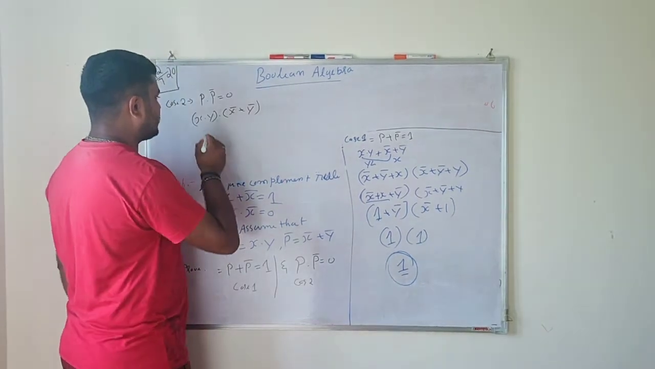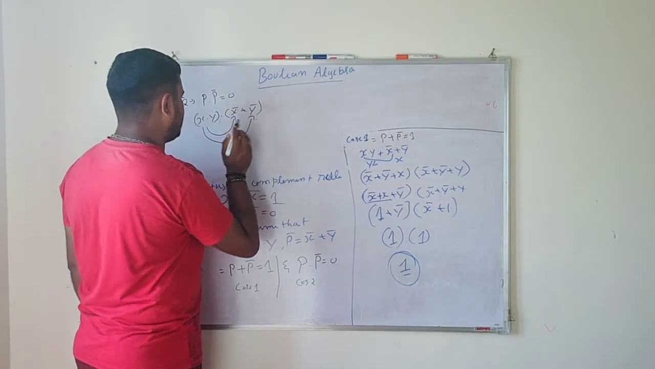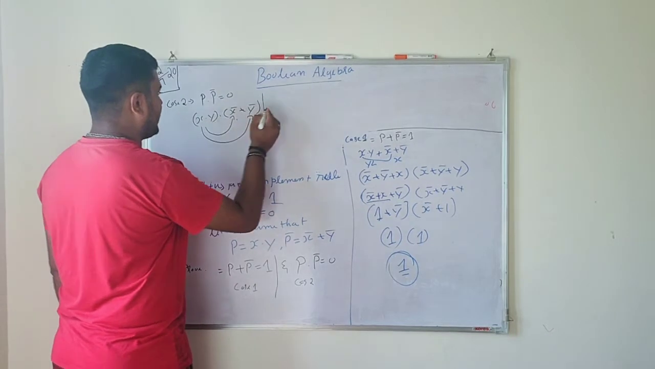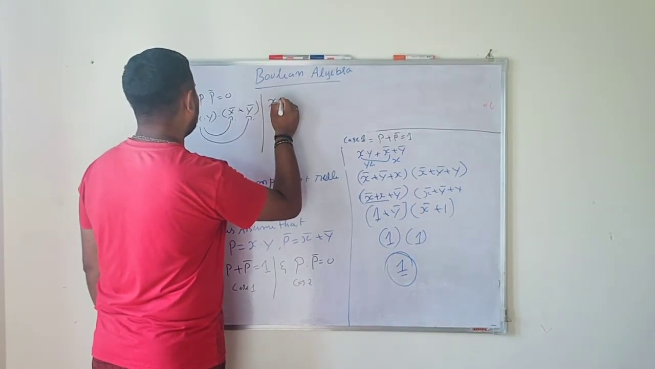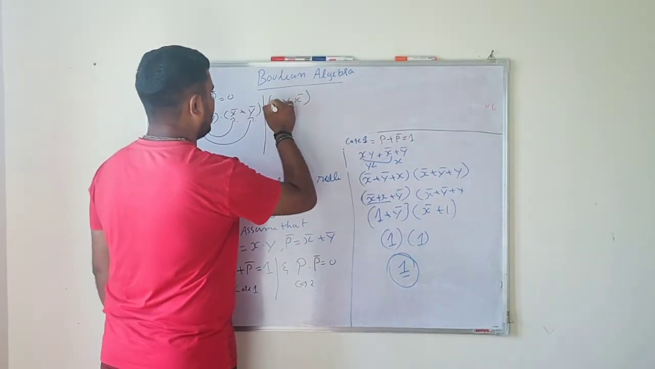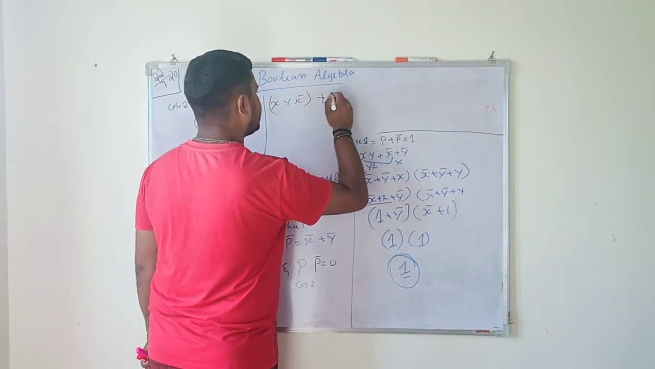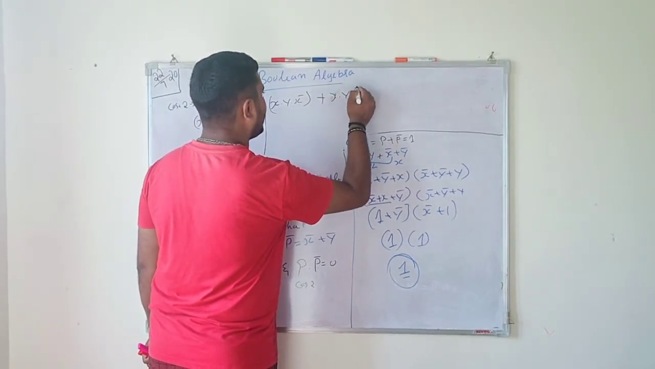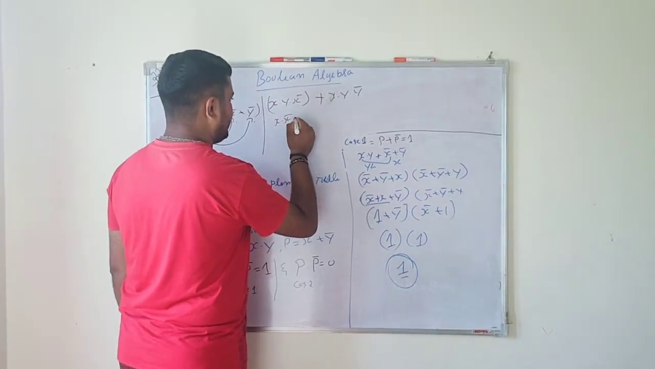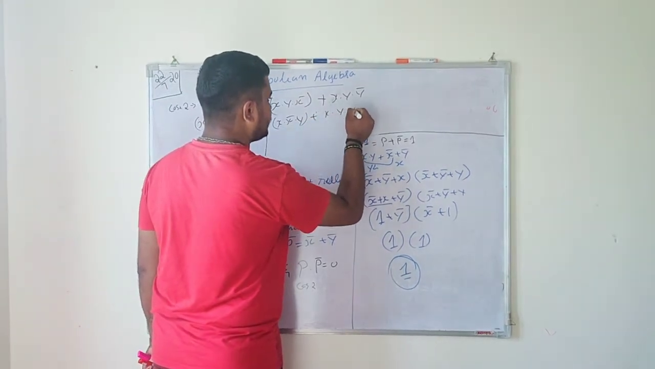So how do we apply De Morgan's theorem? Here we are going to multiply this with here, and again we are multiplying with this side. So x bar into y bar. So x into y into x bar, plus x into y bar. So let us rearrange this. X into x bar into y plus x into y bar.